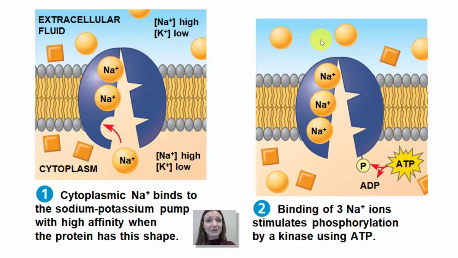So outside the cell, we have a high sodium concentration. Sodium doesn't want to go that way. It wants to move with its concentration gradient, right? But nope, we want sodium high concentration. We want to increase the concentration of this ion outside the cell.